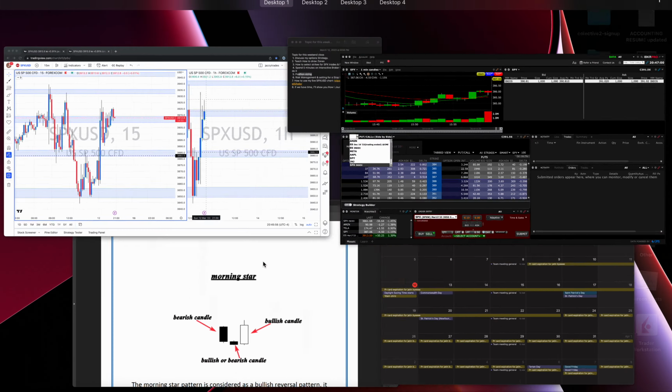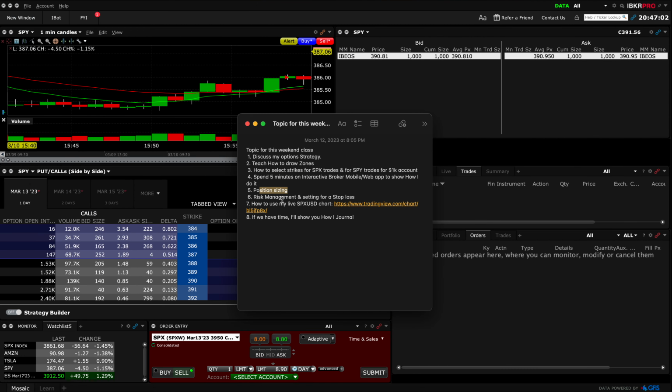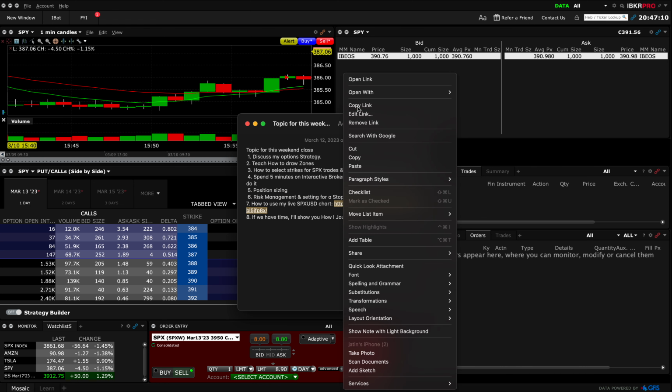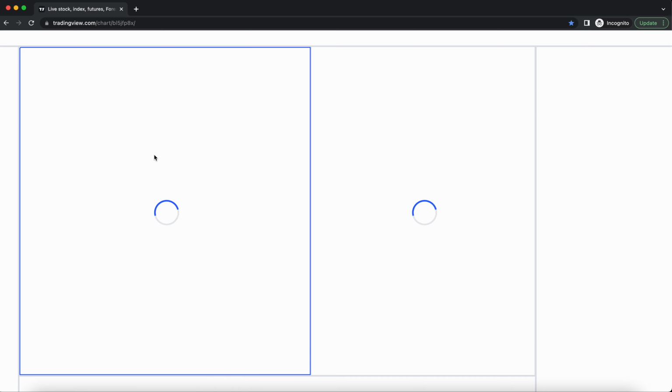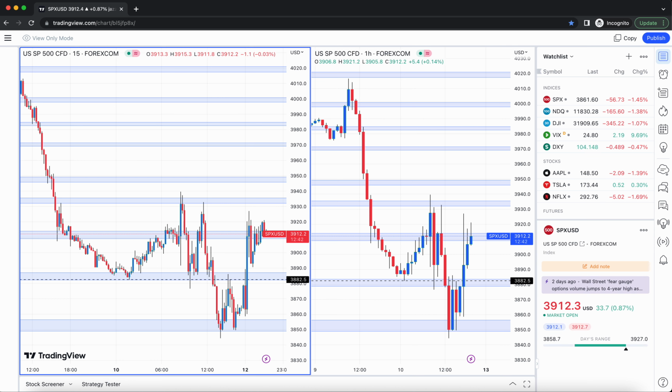Okay, what's next? Position sizing is covered. We already covered risk management and setting a stop loss. I just went through this. How to use my live SPX chart. So if I open this in incognito mode, so you guys have access to this. I'll post it here again.